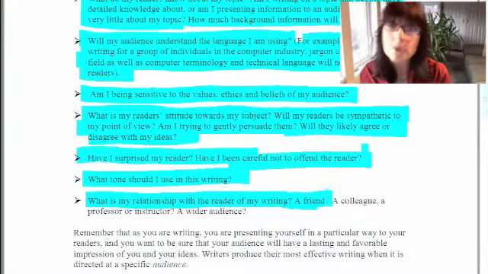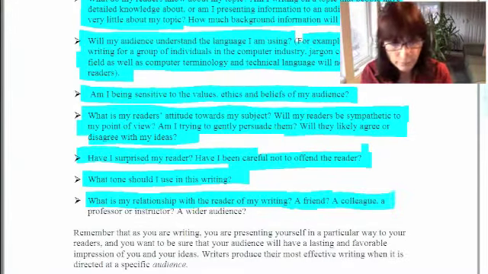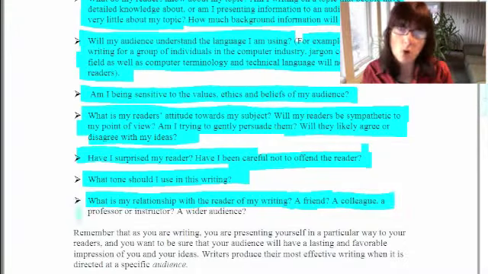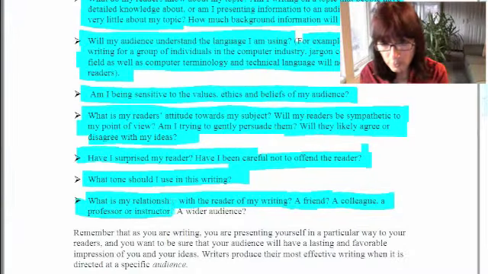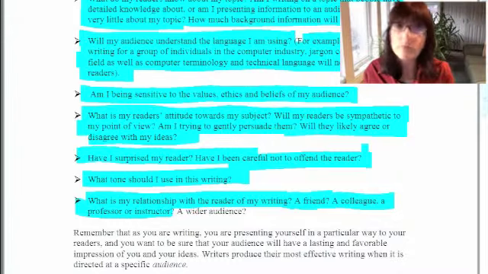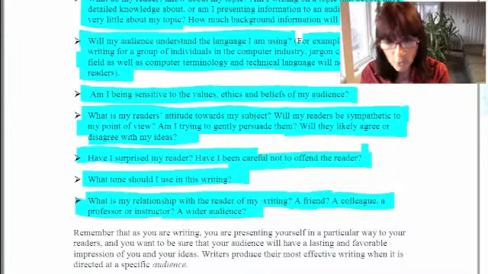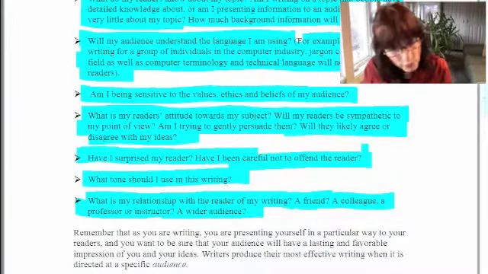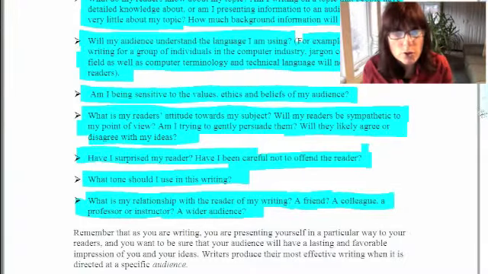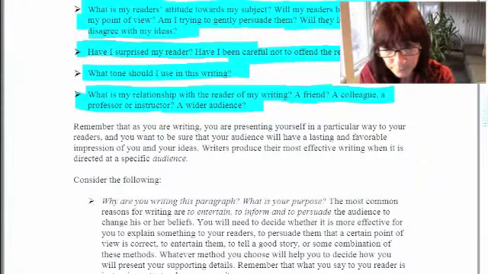Is it a friend that you're writing for? You'd write one way for a friend. You'd write a different way for a colleague, a coworker. You'd write yet again, differently for a professor or an instructor. Or is it even a wider audience where you can't answer all those questions? You're not really sure who's going to be reading it.